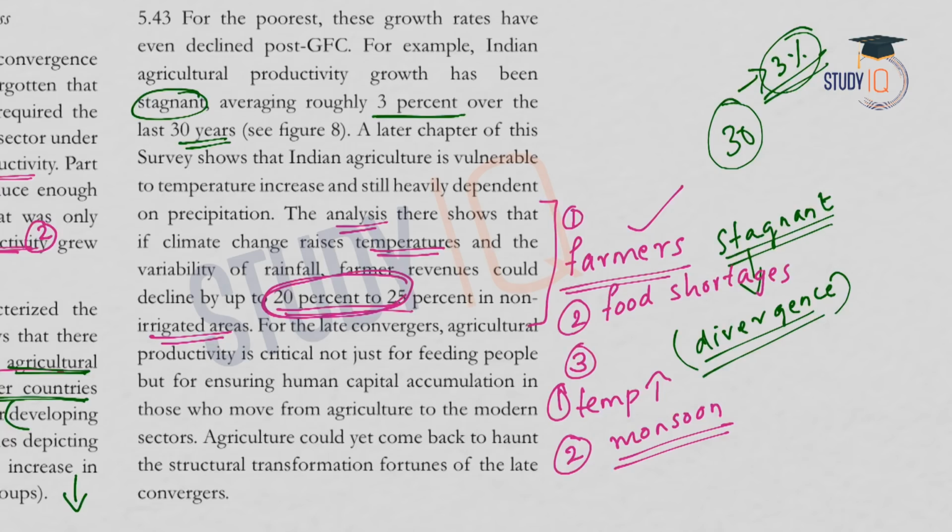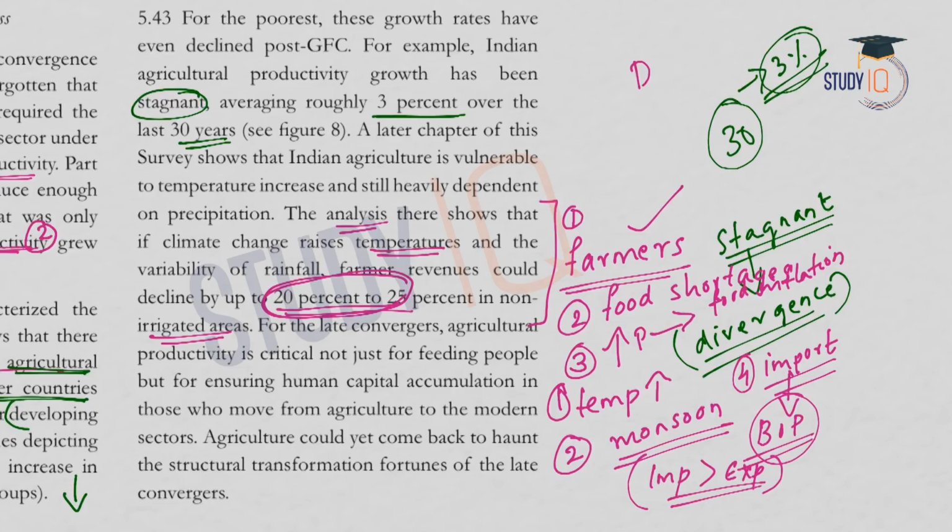Thirdly, this food shortage will increase the price of food commodities in the market, leading to food inflation in the economy. And again, because there is shortage of food commodities available in the market, we will have to depend on import for our food requirements, and this will worsen the balance of payment crisis in the economy. And as a result of this, the demand for the currency, Indian rupee, will come down, leading to depreciation of rupee. The concept of depreciation of rupee has been discussed in detail in a previous lecture.